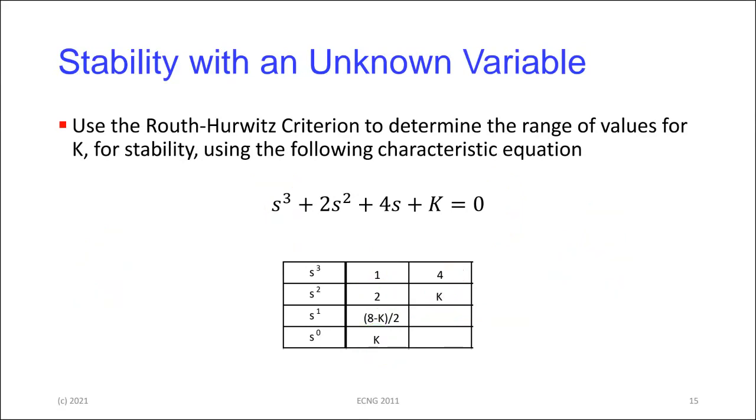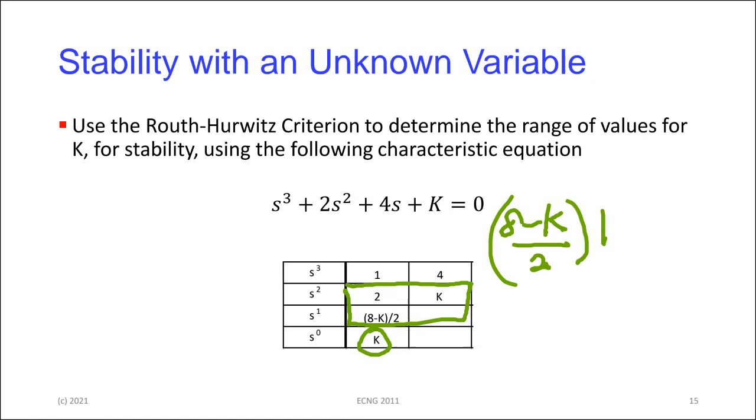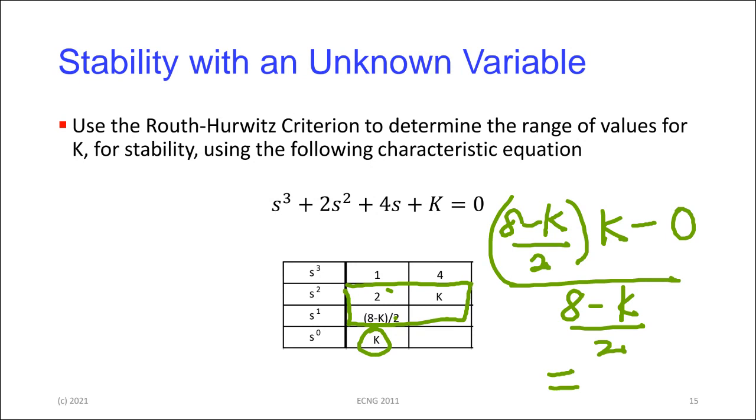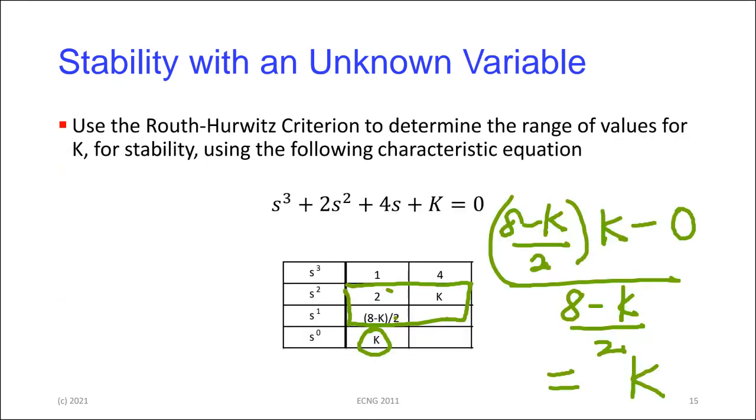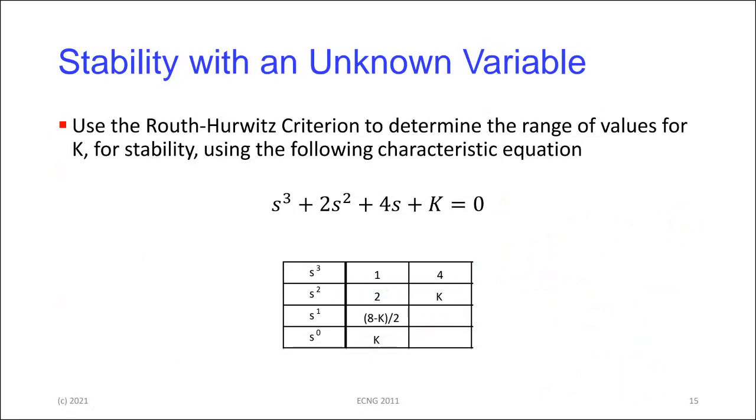So this cell here, sorry, is going to be, we look at the block above. So 8 minus K over 2 multiplied by K, minus 2 by nothing, which is nothing, over 8 minus K over 2, that is equal to K. So if you fill it in, we now have the table looking like that.